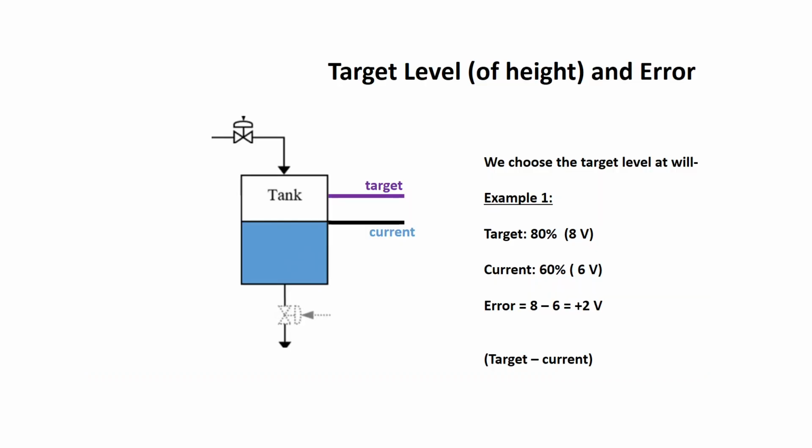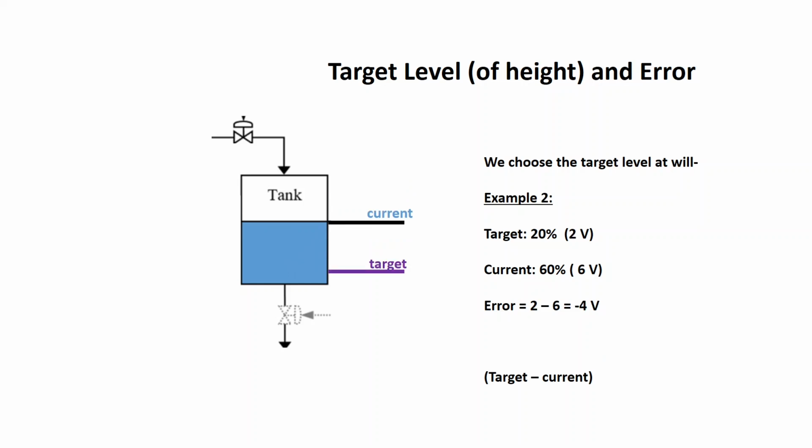First, the first concept that I want to introduce is target level and error. So for example, in this picture, what we have drawn is a situation where we have a current water level, which seems to be around 60%. So our sensor will tell us 6 volts. And we wish to have the tank at 80% height. So we want to have 8 volts. Now the error is the difference between the target and the current. So in this case, it will be 8 minus 6. So the error will be plus 2 volts.